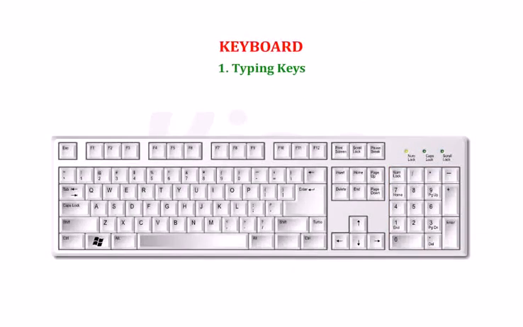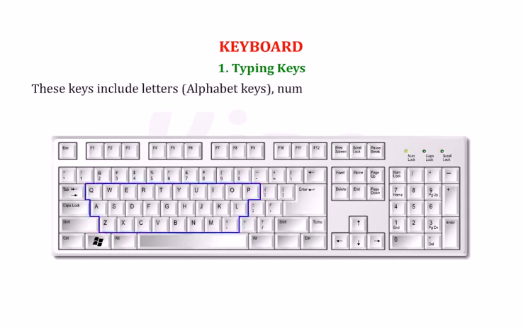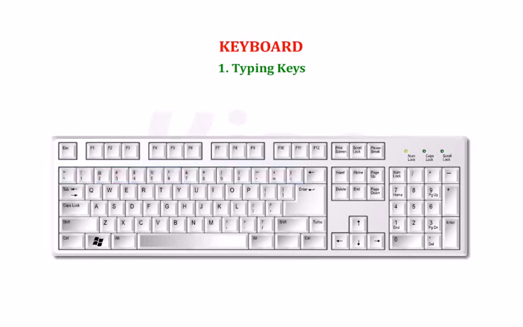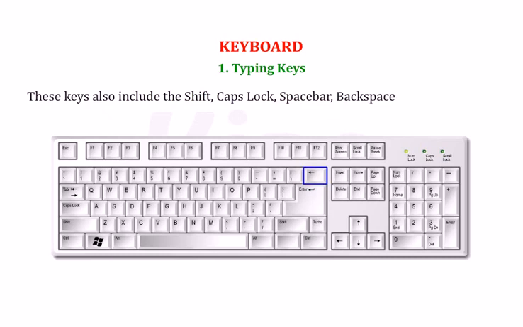Number 1. Typing keys. These keys include letters, alphabet keys, numbers, number keys, punctuation like full stop, comma, colon, semicolon, single quote, double quote, and special symbols like plus, minus, dollar, etc. These keys also include the shift, caps lock, space bar, backspace, and the tab keys.